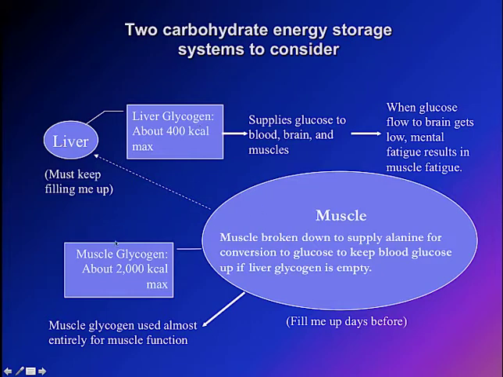counterproductive. Muscle glycogen is maybe about 2,000 calories max, but remember, we use glycogen specific to the muscles that we're using, so that 2,000 calories is a little bit misleading in terms of how long you've got before you run out of muscle glycogen.